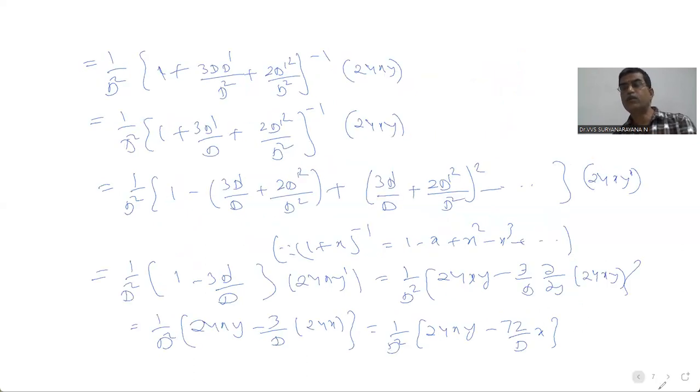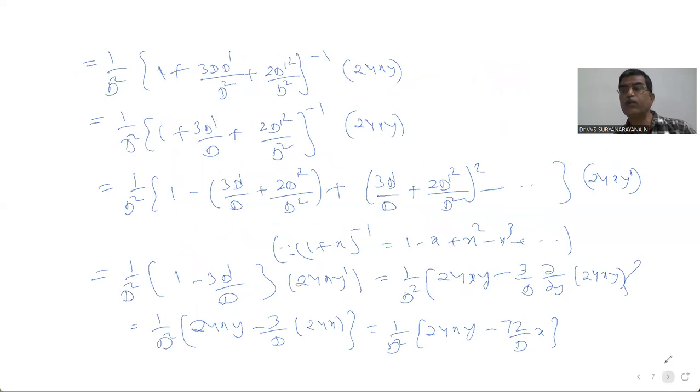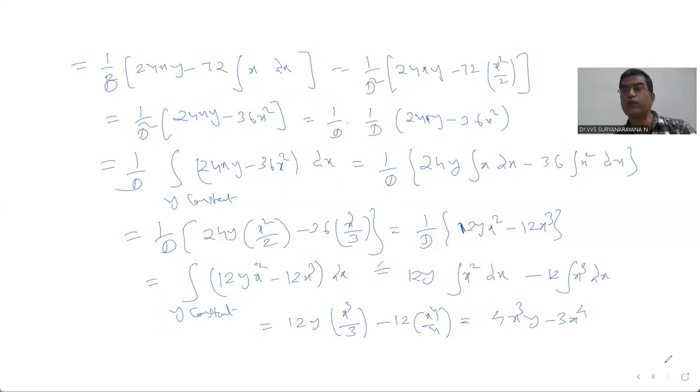So in the first step, the complementary function was found to be f1 of y minus x plus f2 of y minus 2x. Okay. And in this second step, we got the particular integral as 4x cube y minus 3x power 4. Now, we'll declare the final step. That is the complete solution.